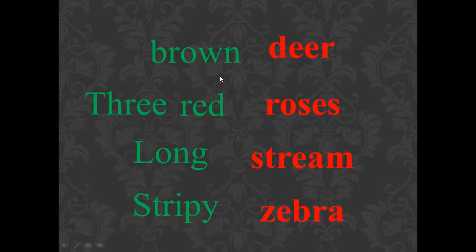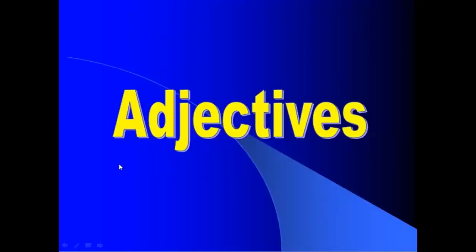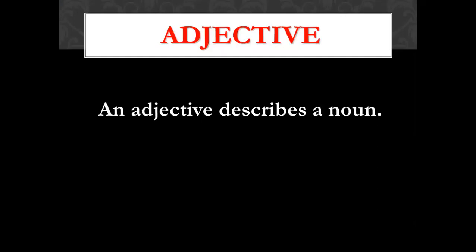These words are used to describe the noun. They are telling us about the noun. So what do we call them? We call these words adjectives. So what is an adjective? An adjective describes a noun. It tells us about noun. Okay?